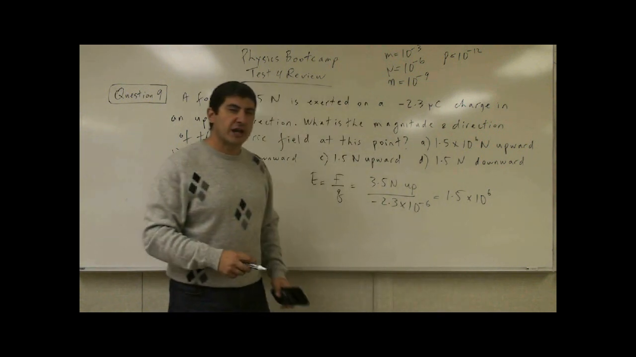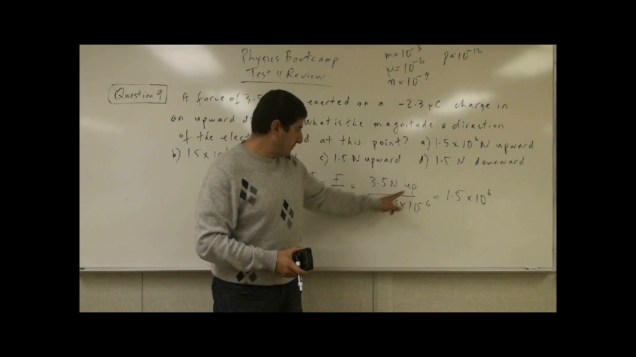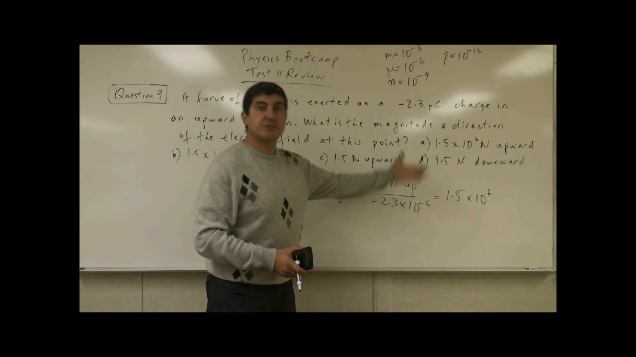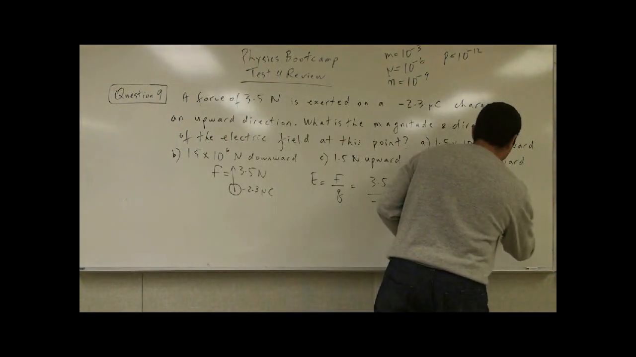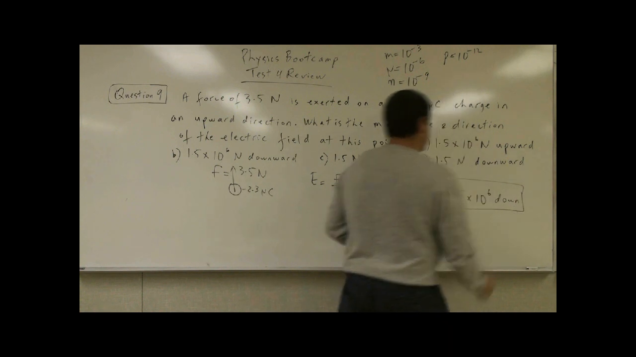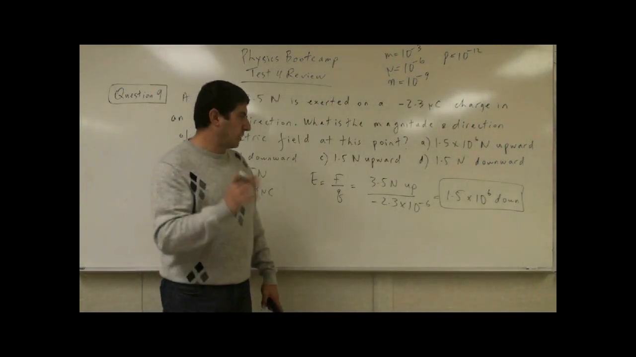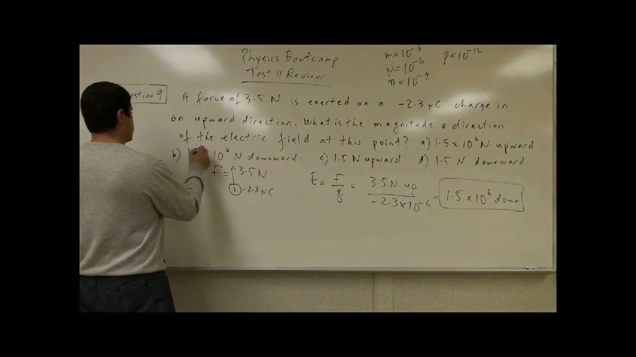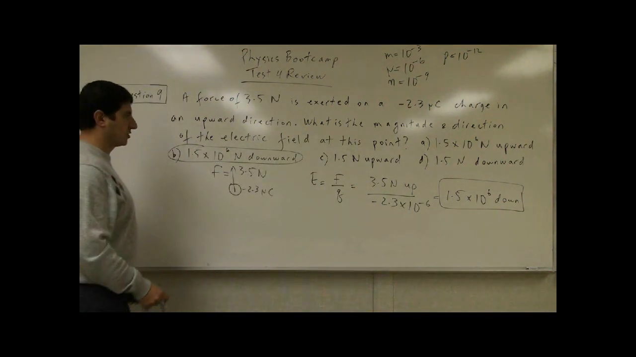Now, what happens to the direction? Notice there's a negative here. If the force was up and there's a negative, then the negative makes the up a down. So that means the electric field is down. So the magnitude of the electric field at that location is 1.5 times 10 to the 6th, and the direction is down, so the answer is this one. 1.5 times 10 to the 6th newtons downward.